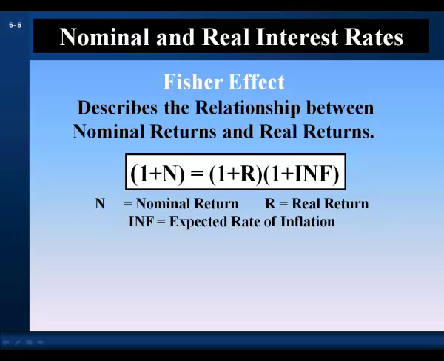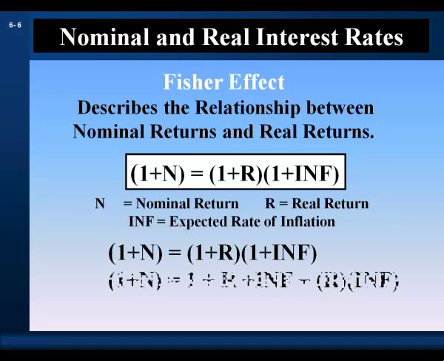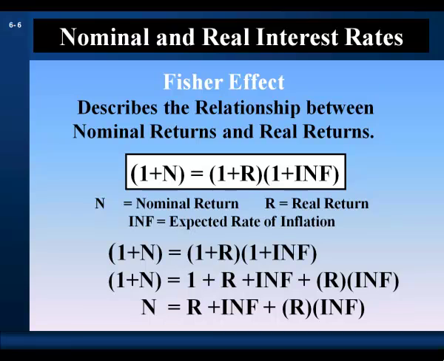The Fisher effect describes a relationship between nominal returns and real returns given an expected inflation rate. This relationship is 1 plus the nominal return is equal to 1 plus the real return times 1 plus the expected inflation rate. We can solve the Fisher effect for the nominal return. We multiply 1 plus r and 1 plus the inflation rate out, and subtract 1 from both sides.